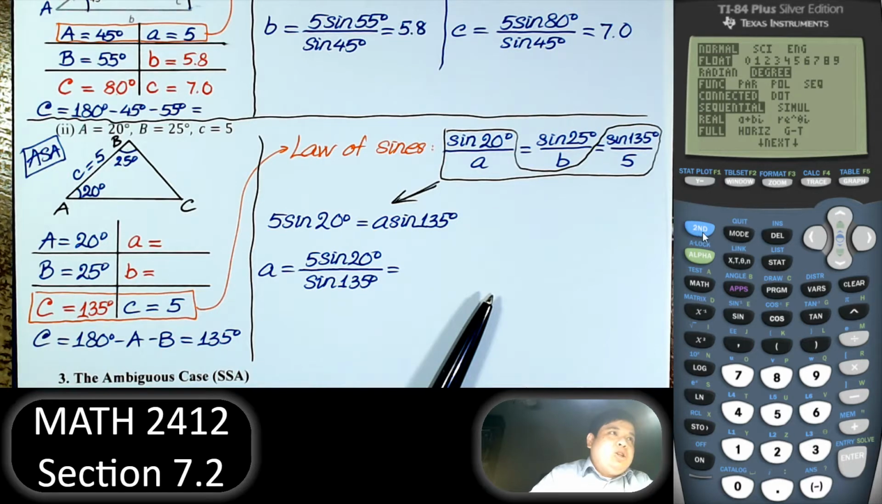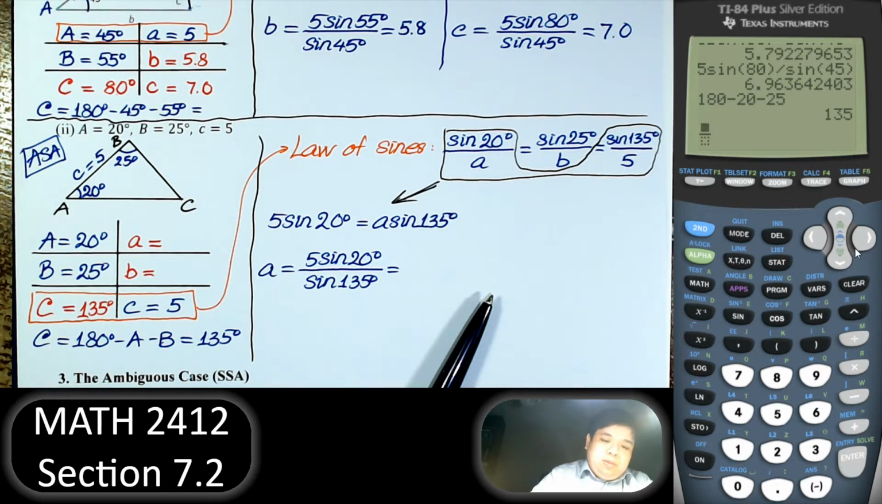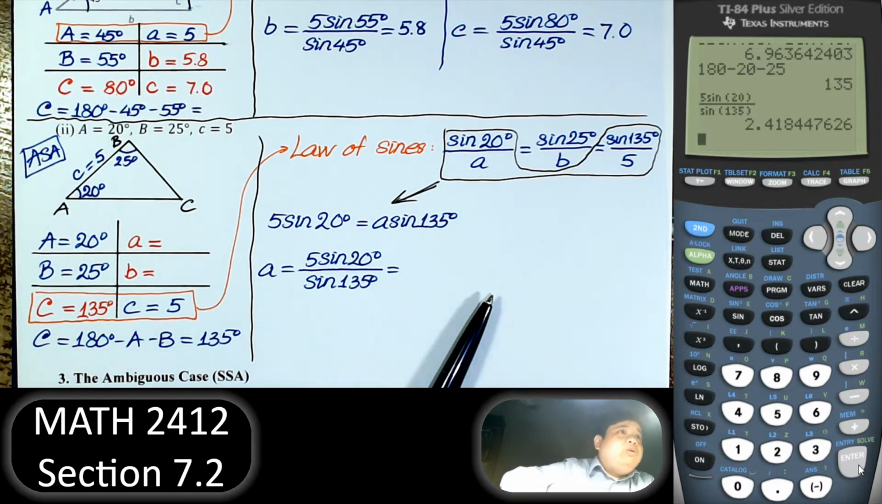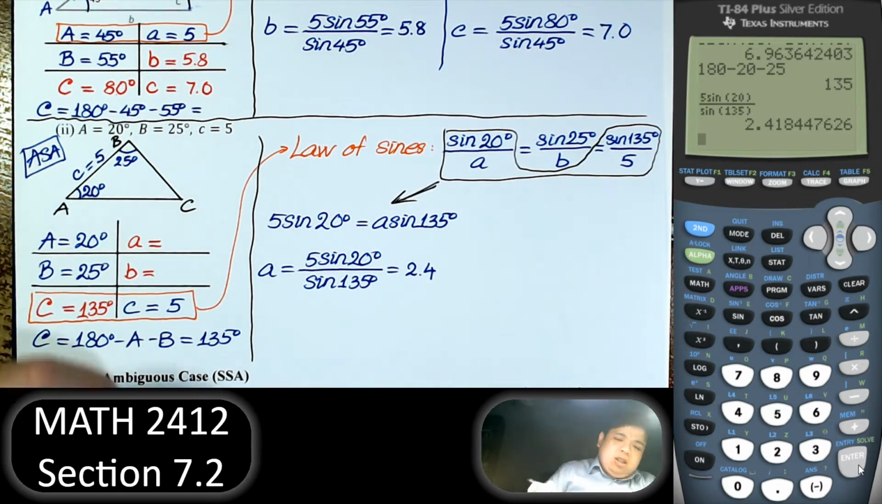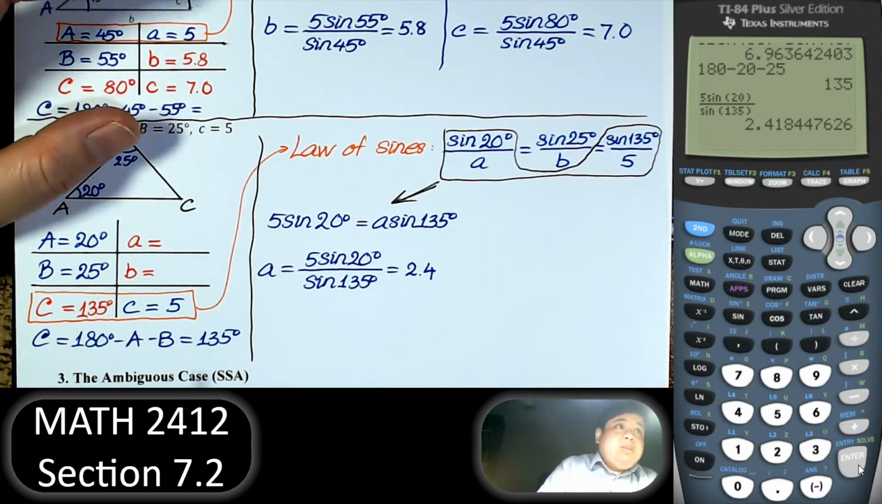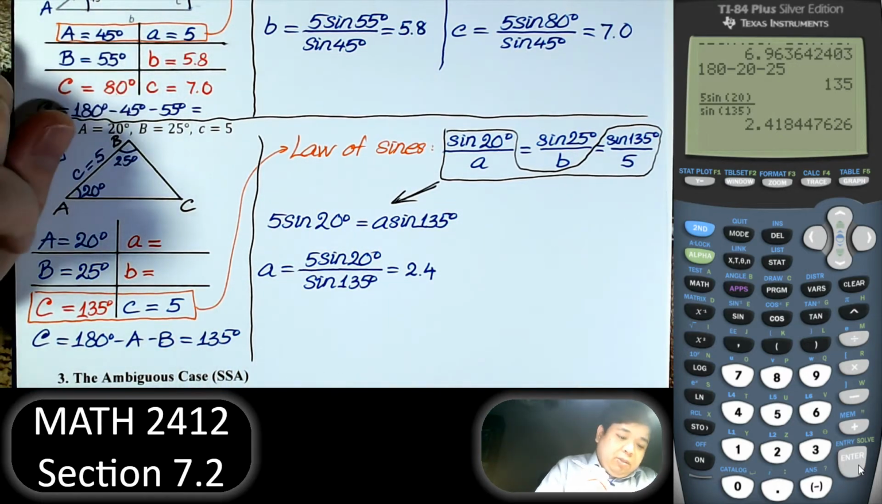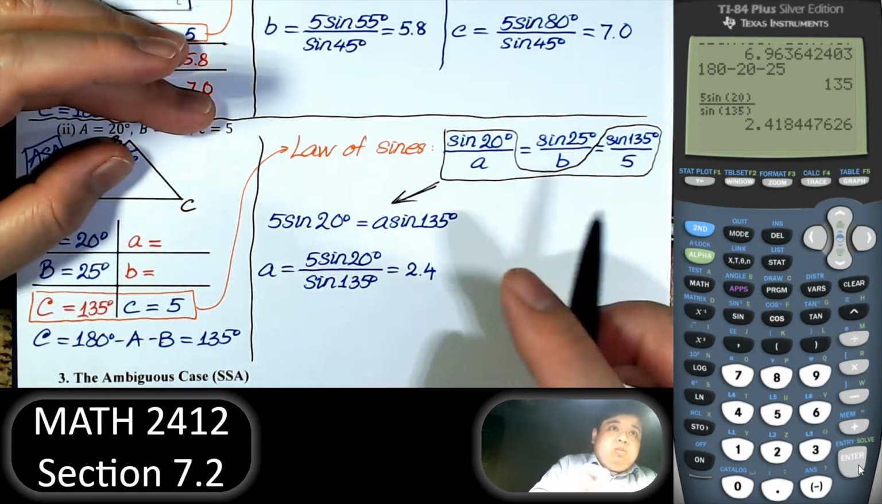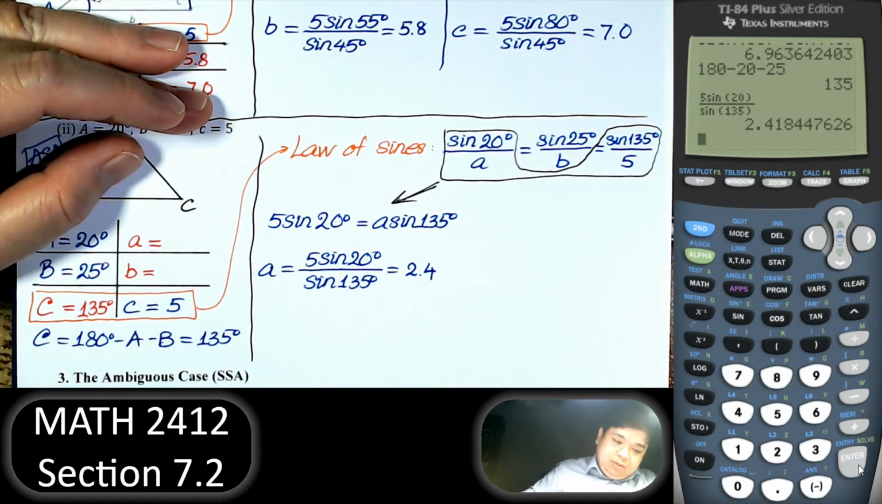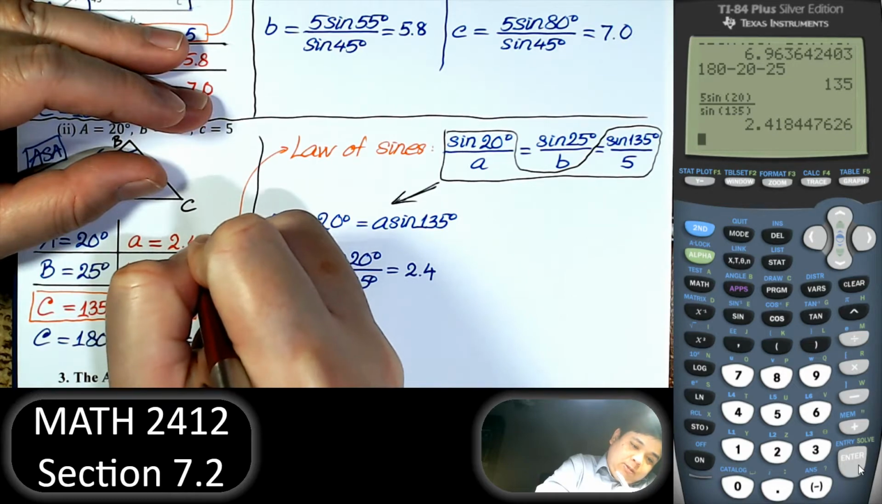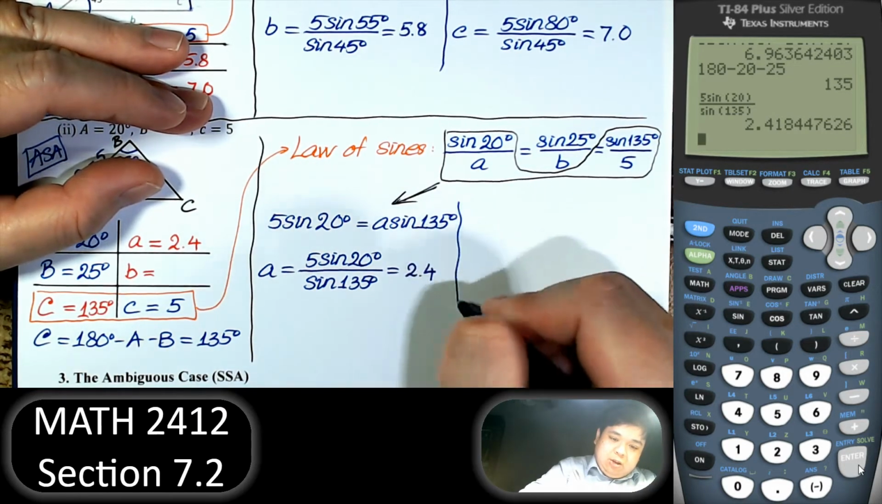Make sure this is in degree mode, that is the most important. Right. 5 sine of 20 divided by sine of 135. And we have 2.418. Again, I only write 1 decimal place. Of course, in the homework or test, make sure you read the problem and use the right answer in the correct decimal places. This is 2.4. So that's what we have.